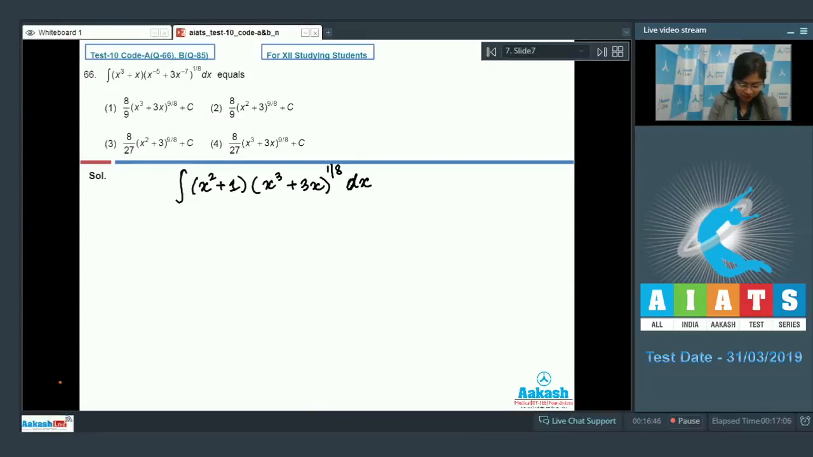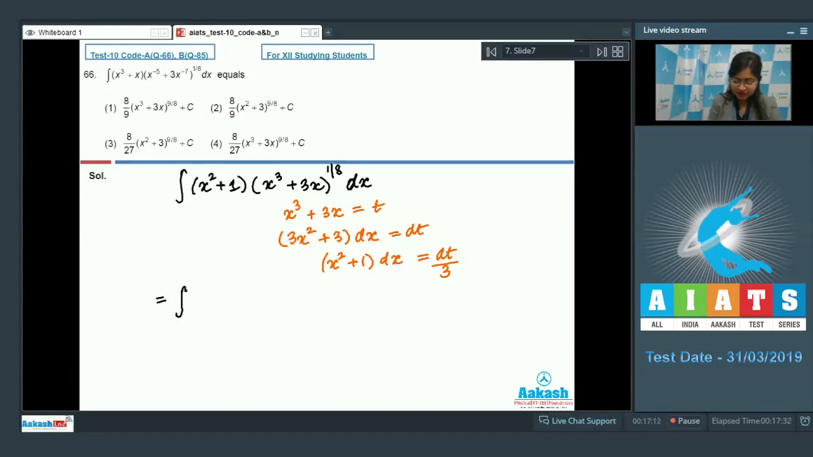Now here, if we see carefully, if I take x cube plus 3x equal to t, then differentiating it, we will get 3x square plus 3 into dx is equal to dt. That is, the value of (x square plus 1) into dx will be written as dt upon 3. So the given integral becomes the integral of (x square plus 1) into dx written as dt upon 3, and the value of x cube plus 3x is t. So this is t raised to the power 1 by 8.